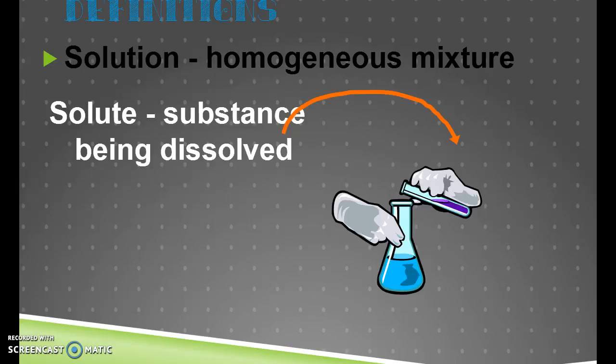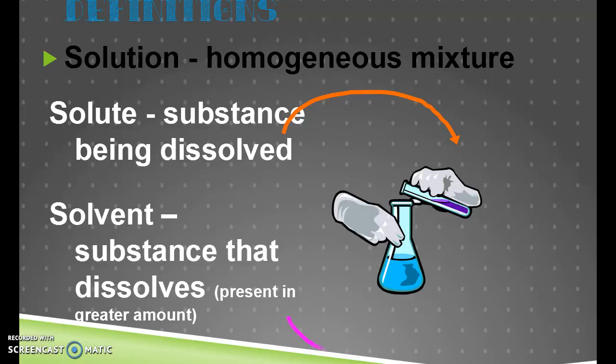Remember that a solute is the item that's in the lesser amount. It's generally also a solid, although not always, and it is the substance that is being dissolved by the solvent, which is the substance that does the dissolving. And secondarily, the other way to think of a solvent is as the item that is in the greater amount. Generally, it's water.